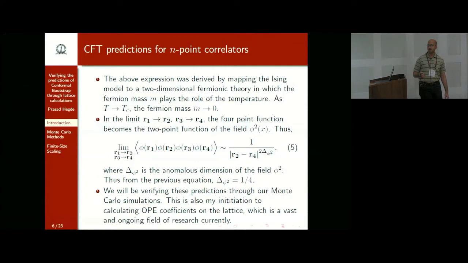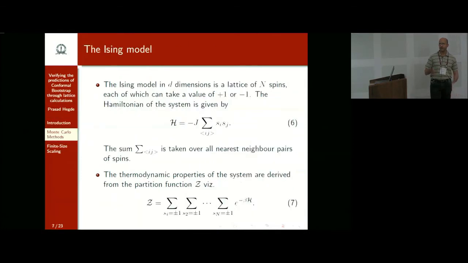Another interest in this whole game is that there is a vast and ongoing study of scalar field theories and so on, and so this was a kind of my field. So, a quick word about the Ising model. I don't think I really need to introduce the Ising model.